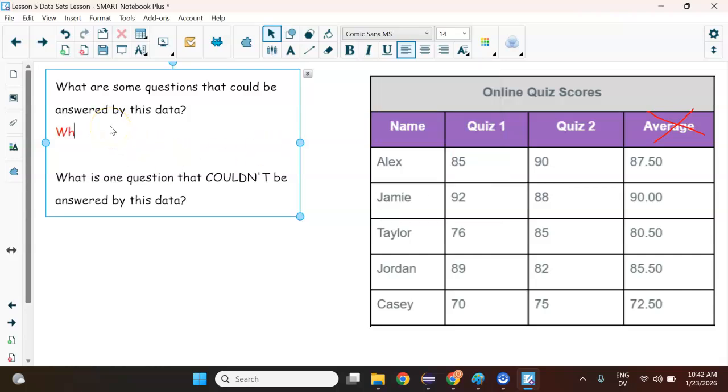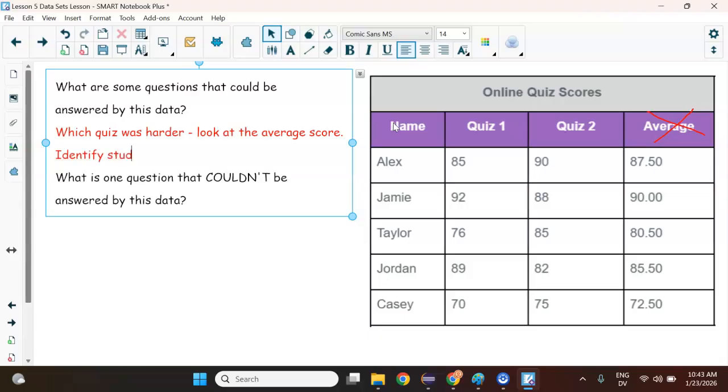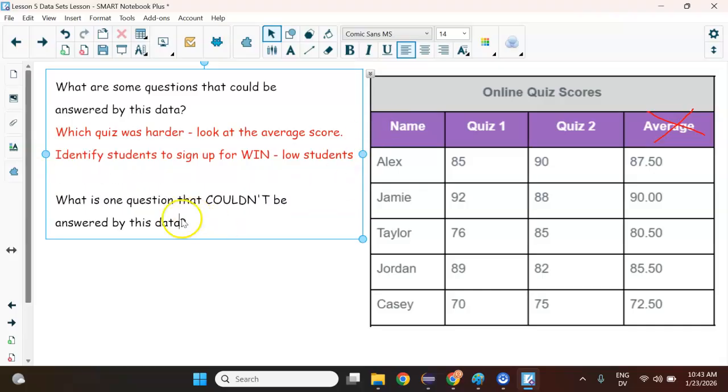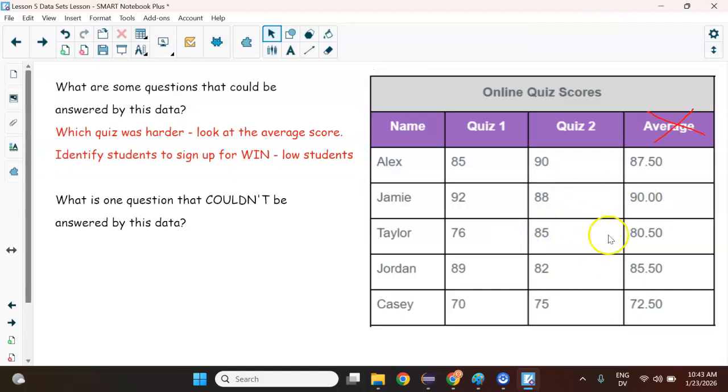So we could figure out which quiz was harder, right? Because we could look at the average score for each quiz. And then we could also identify students to sign up for WIN. This would be one that as a teacher you might want to do. We could look at the students that are struggling a little bit. That might be a good use of this data, right? Because we could look at their average score and see which ones are scoring the lowest average and help them out.